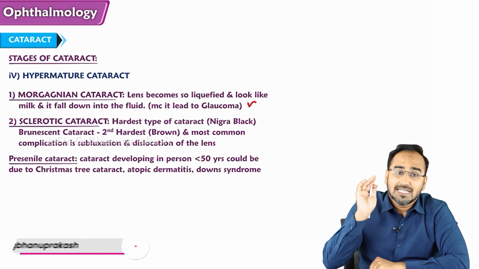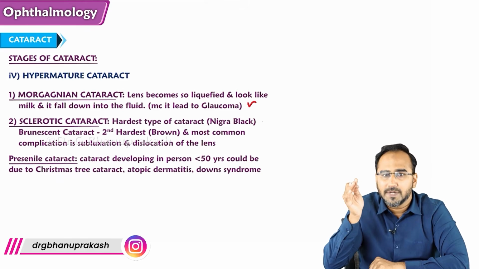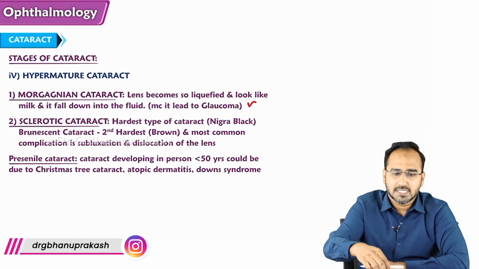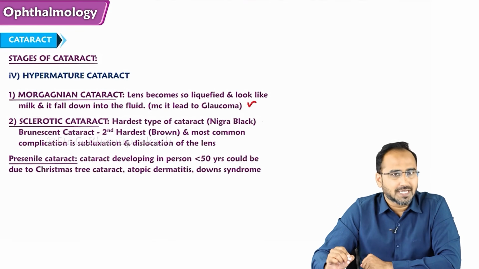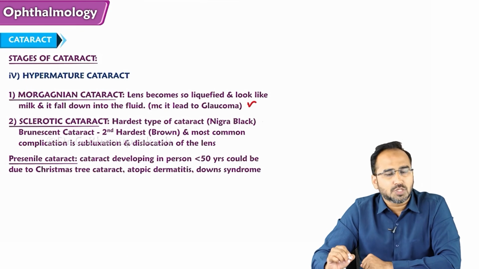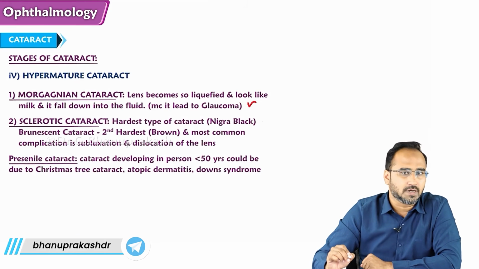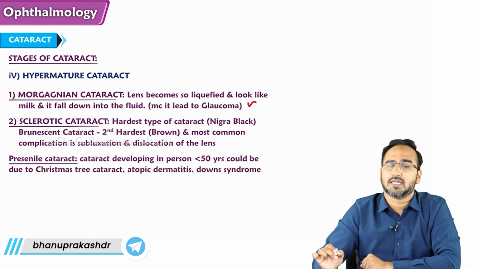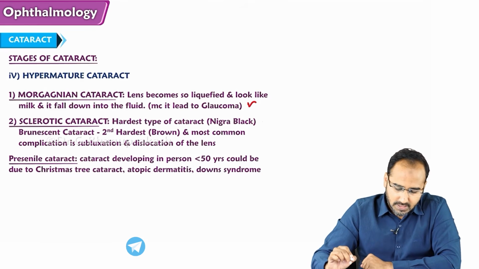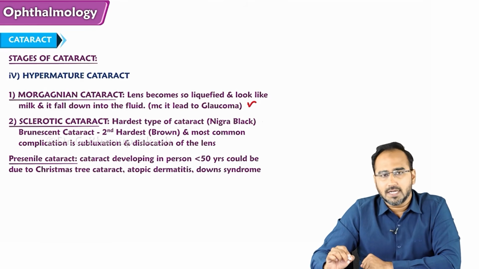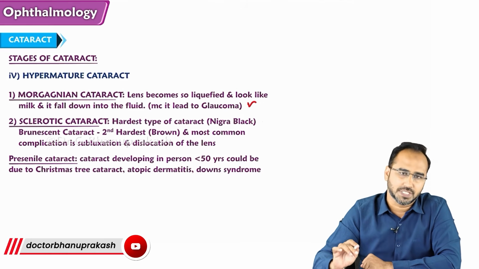So remember, guys, this hypermature stage is further divided into two things: Morgagnian and sclerotic. So we were discussing about the stages of cataract. The last stage is the hypermature stage. In the hypermature stage, either it can become a Morgagnian or it can become sclerotic. Morgagnian means a milky white cataract. Sclerotic means it becomes a very hard cataract. If it becomes sclerotic, then it can lead to subluxation. Subluxation means dislocation of the lens from the normal position.